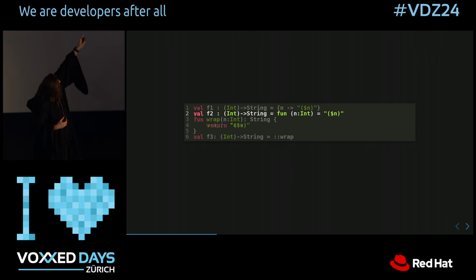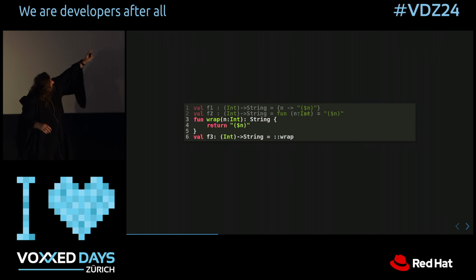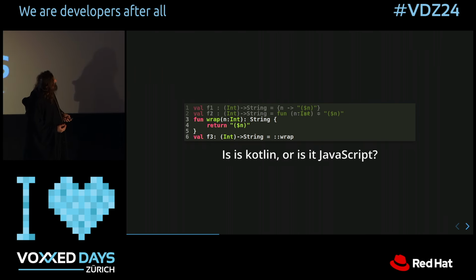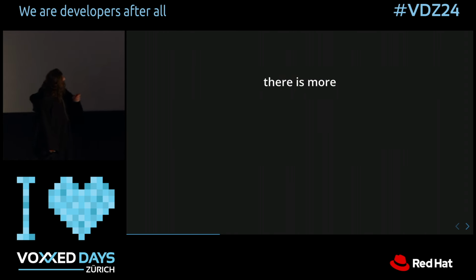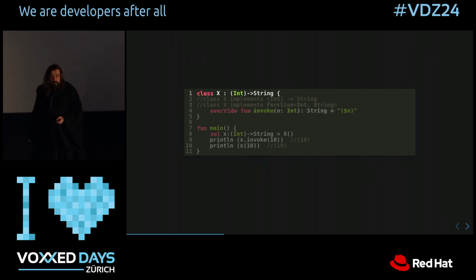By the way, this fun can also be a top-level function, and we'll see that. So here is a function I call wrap from n to int string. This is just these first three lines. This is a normal function, and then, using a method reference, a function reference, I assign it to F3. So I have shown you three ways to define a lambda. Whenever I worked with JavaScript, I was always complaining that there are so many ways to write a function. It's a little bit of a problem in Kotlin too, but we'll see where it ends a little later, this variety.